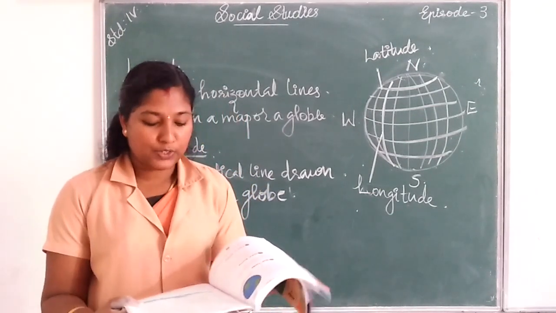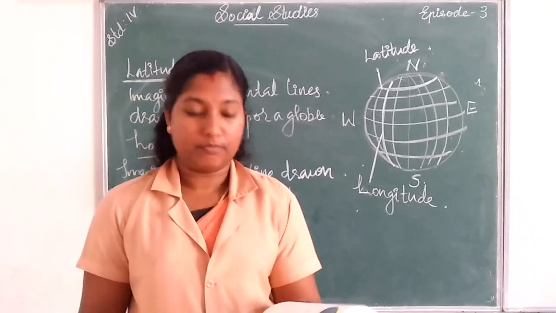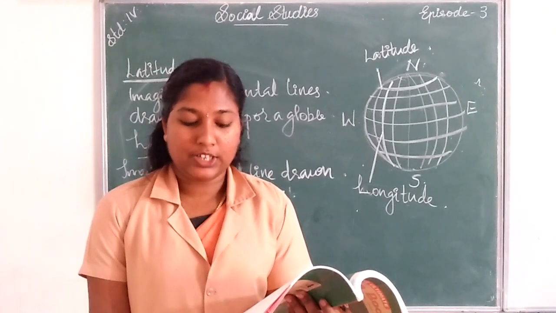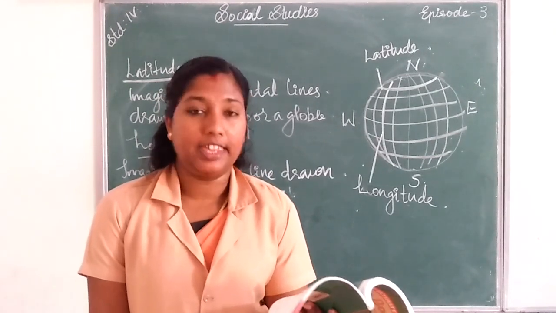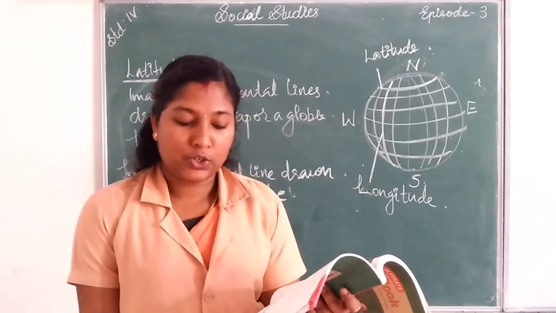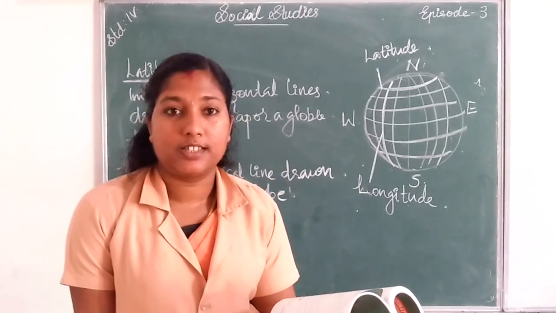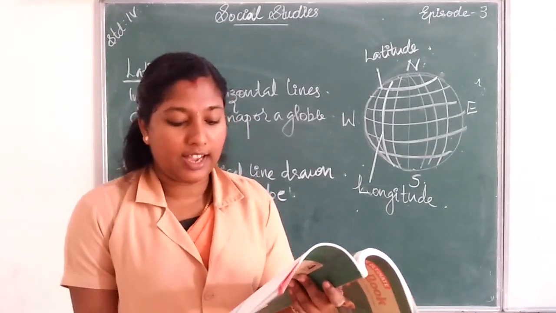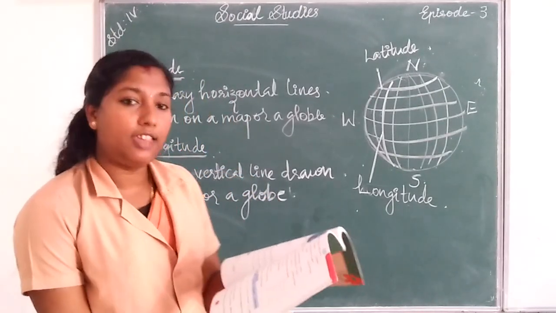Then fill in the blanks using the words given. The dash map of a country shows its states and capitals. Which map of a country shows its states and capitals? We learned political map. The political map of a country shows its states and capitals.